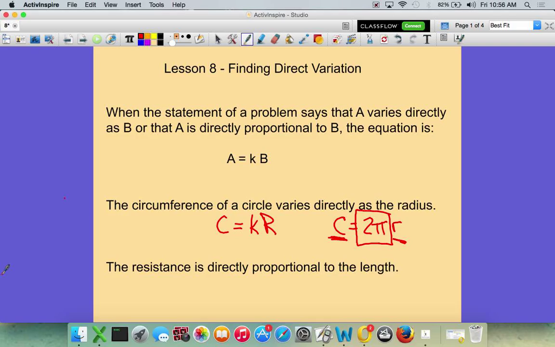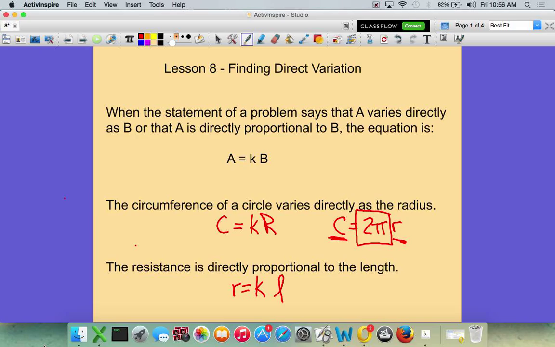Our next one, the resistance. So we can say R for resistance is directly proportional to the length. So R equals KL. And that's all we have to do for setting up equations.